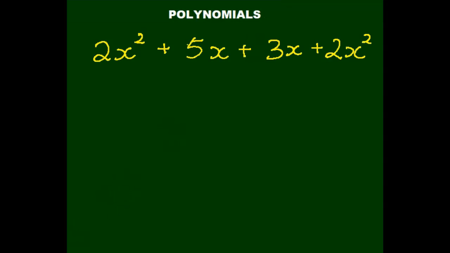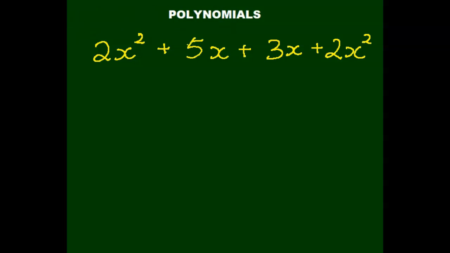In my earlier video, we talked about introducing polynomials as well as the terms that are associated with polynomial expressions. Today, I'm going to show you how to add and subtract polynomials. So let's say we have this expression: 2x squared plus 5x plus 3x plus 2x squared. How do we add this expression?